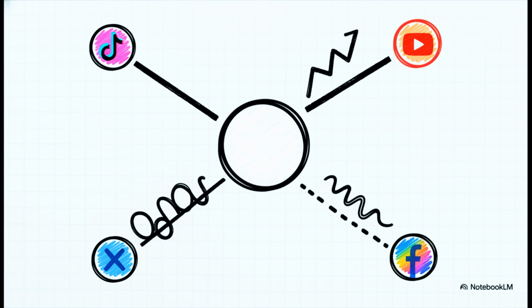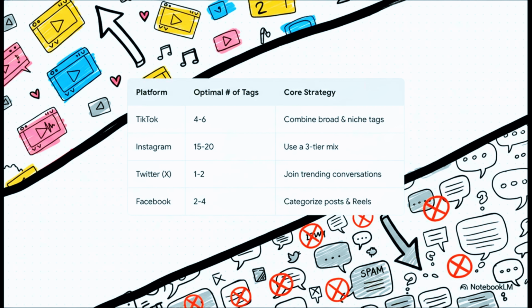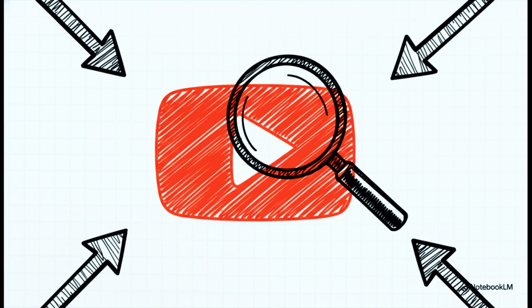Okay, let's get into the playbook, because what works on one platform can totally bomb on another. Just look at this breakdown. Your perfect TikTok strategy could look like total spam over on X. Now, let's zoom in on a platform we all know and love, YouTube.